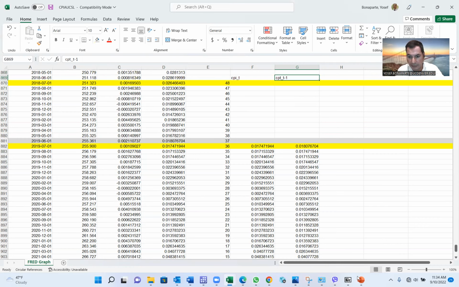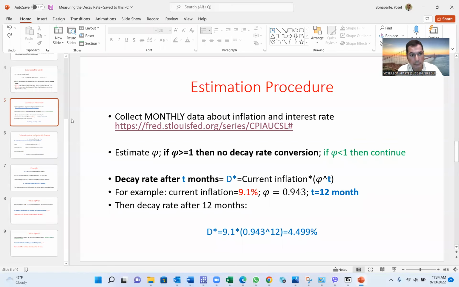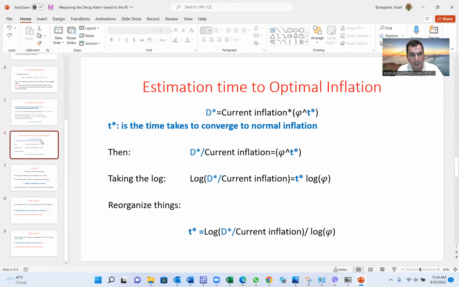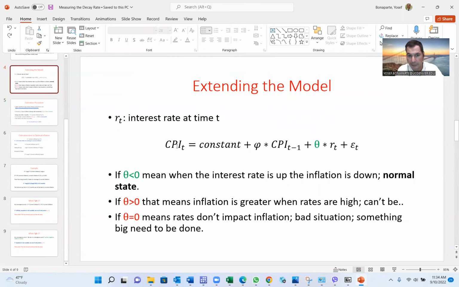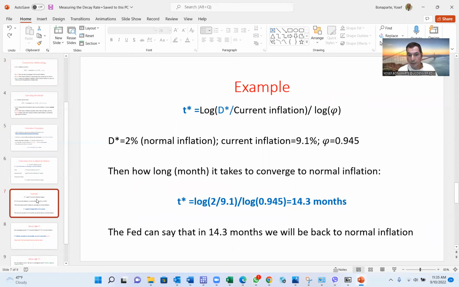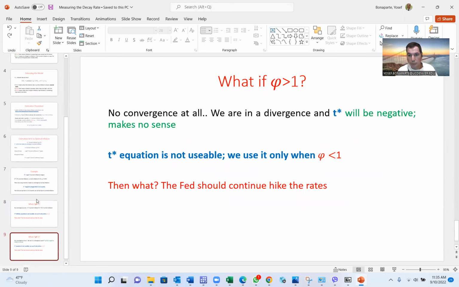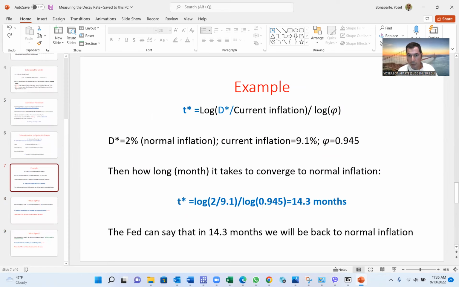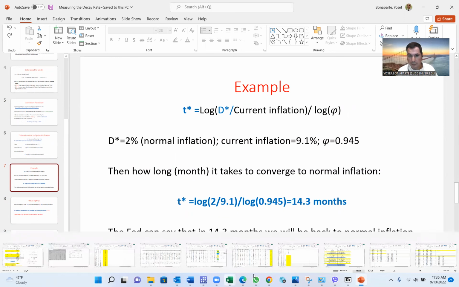So what we want to do is simple. In the current model, we're going to estimate CPI at T as a function of CPI at T minus 1. We're going to ignore the interest rate for now. We get the phi. If phi is less than 1, then we're going to calculate the duration to go back to normal inflation, T star, meaning how many months it will take to go to normal inflation. Let's do it.